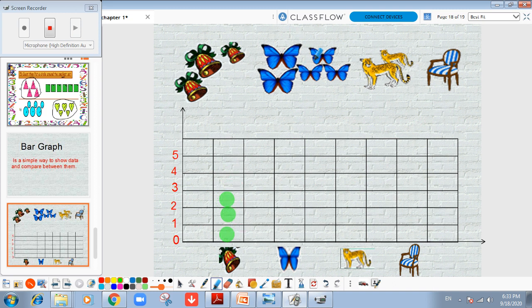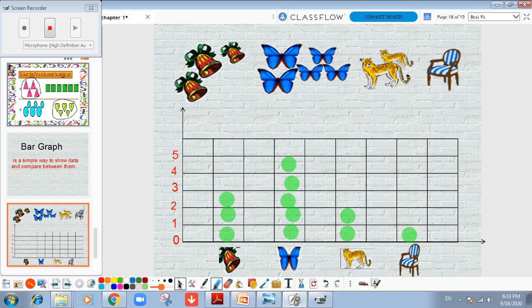And here, how many butterflies do I have? 1, 2, 3, 4, 5. I have 5 butterflies. So I will color 5. 1, 2, 3, 4, 5. How many tigers do I have here? 1, 2. So I draw only 2. How many chairs do I have here? Only 1. So I will draw 1.